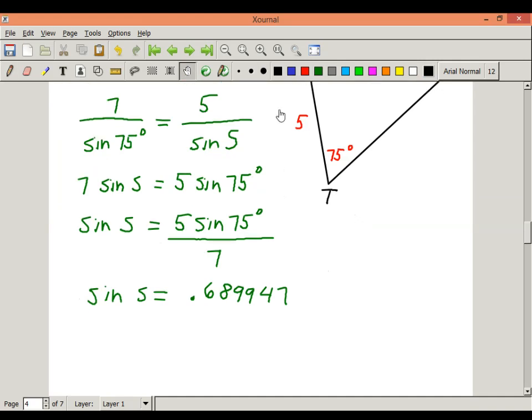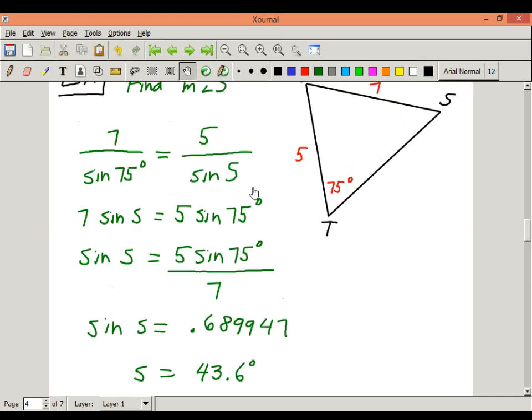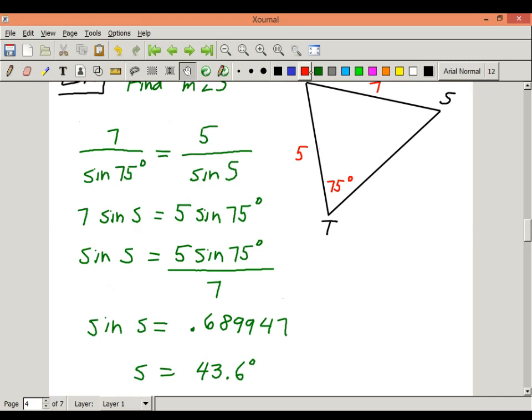Don't clear it out because you'll lose accuracy. And just take the inverse sine. So that angle S is inverse sine. It's going to be 43.6 degrees. 43.6 degrees. So you just found this angle right here by using the law of sines.